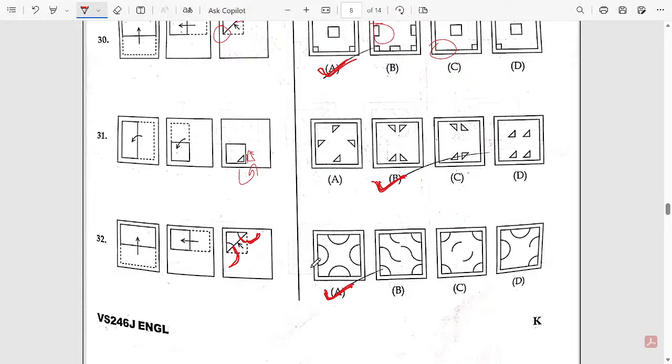So that is part 8. Now let's go to part 9. What is part 9? We have to do space visualization.